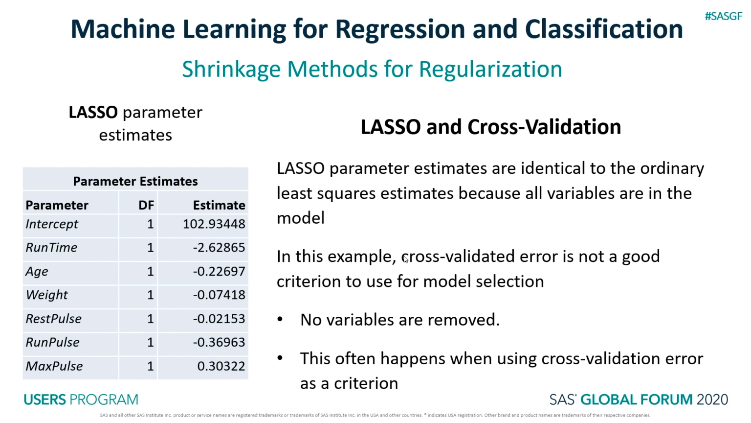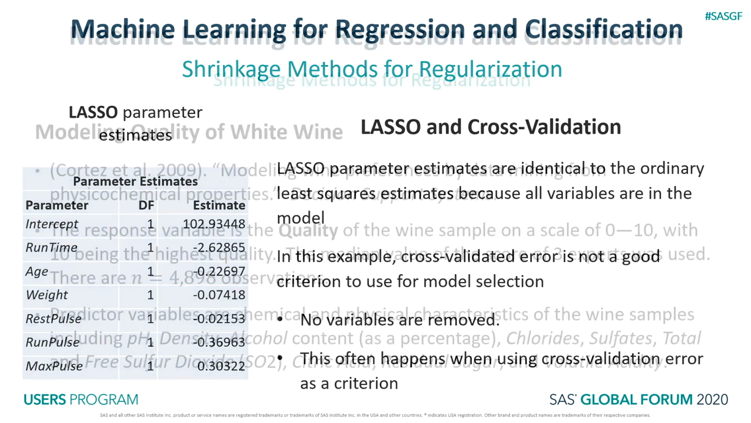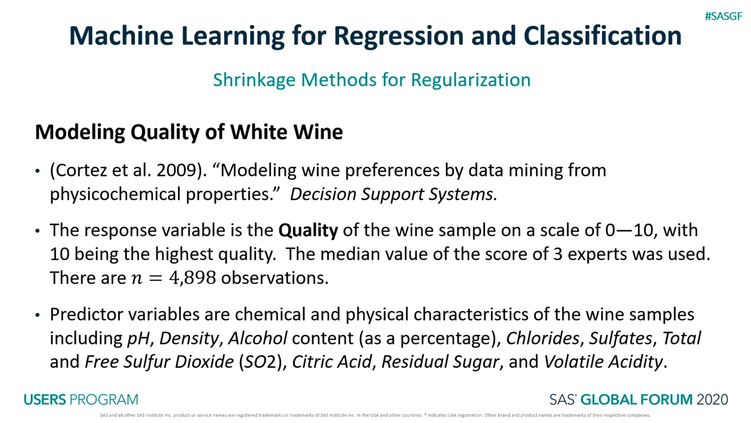I typically use things like Schwarz's Bayesian criterion or AIC or the corrected AIC. I'd like to give you another example. So this is modeling the quality of white wine. And it was published in 2009 in Decision Support Systems, and the authors used data mining to look at the different physical properties. The response variable in the quality of wine data set is a measurement of the wine quality on a scale from 0 to 10, with 10 being the highest. The median value of the score of 3 experts is what is used, and there are a total of nearly 5,000 observations in the data set.